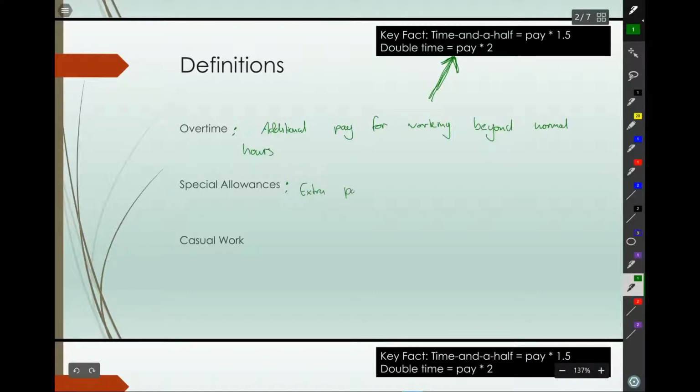So when we're talking about special allowances, we are talking about extra pay for working in difficult or dangerous conditions. For example, you might be a builder that gets paid $25 an hour. But if you have to work at a height, you might get paid a little bit extra on top of that.